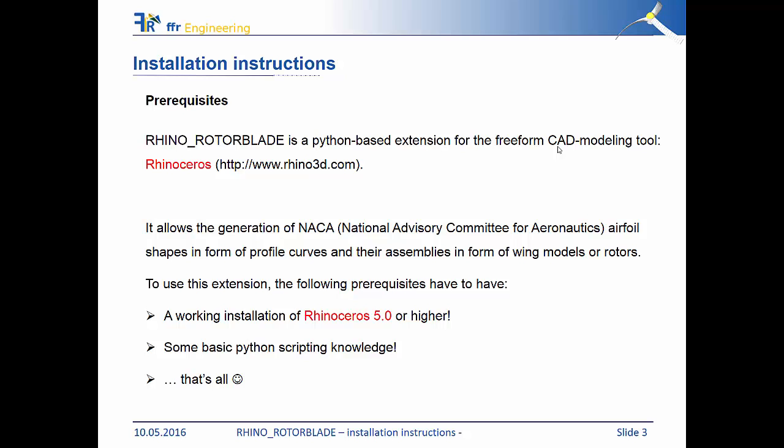Here is the link from Rhino 3D, so a CAD program. And to use this extension you will have to use the Rhino version 5 or higher. And basically we provide an extension consisting of Python scripts and also Python data structures to generate NACA profiles and also use those profiles basically to make wing models and also rotor models.